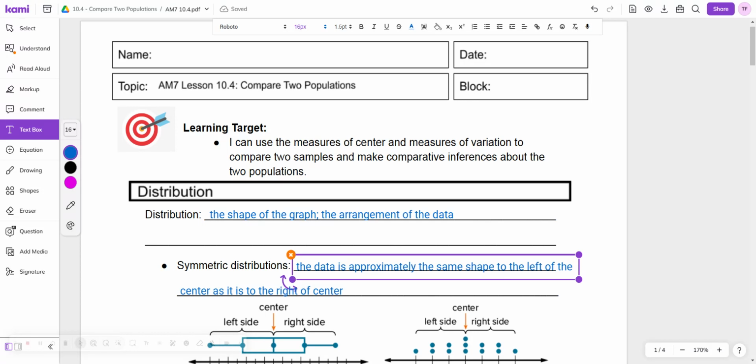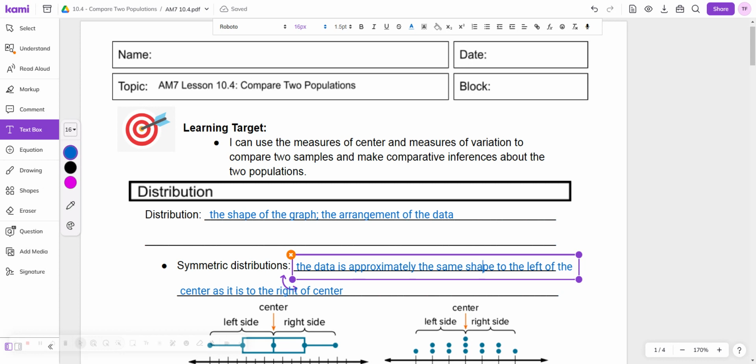Hello, everyone. So, today we're going to talk about lesson 10.4, comparing two populations. The learning target for this is I can use the measures of center and measures of variation to compare two samples and make comparative inferences about those two populations. Whew! Yeah, the 10.3 one that we just did on Friday, this one's going to be a booger too. All right, so here we go.